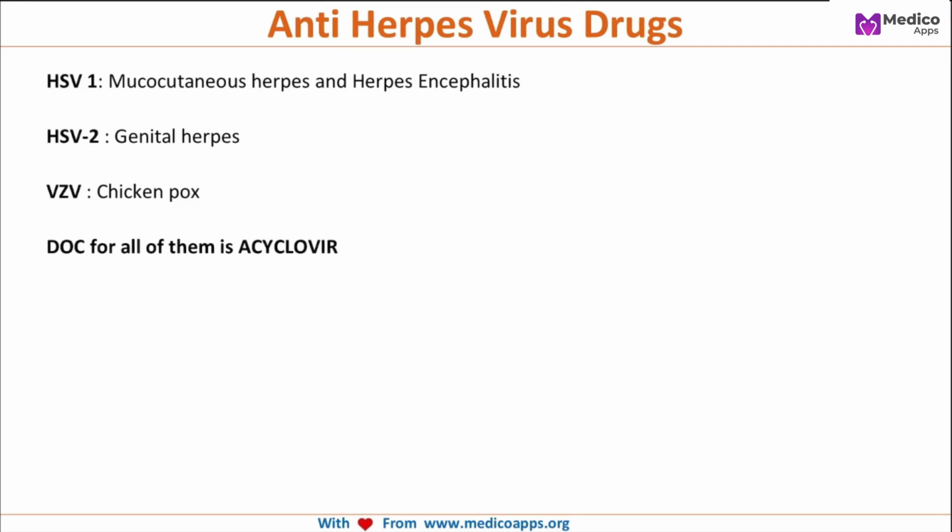With that note, let's now proceed to anti-herpes drugs. Okay. Now, we know that there are different types of herpes virus. The first one we're looking at is HSV type 1, which infects the mucocutaneous regions of the body and also causes herpes encephalitis. Now, HSV2, we know that it affects the genital region, and then varicella zoster virus causes chickenpox, and for all of them, the drug of choice is acyclovir. Okay, the drug of choice for all types of herpes virus is acyclovir.